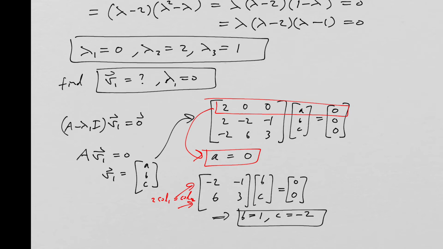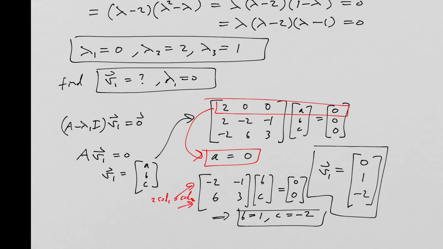And that should yield the correct result. So putting all this together, we're going to get v1 is equal to 0, 1, negative 2. So remember that the eigenvector is not unique. Any scalar multiple of this eigenvector would also work. Okay, so we could multiply this by 2, and that would also be an eigenvector.